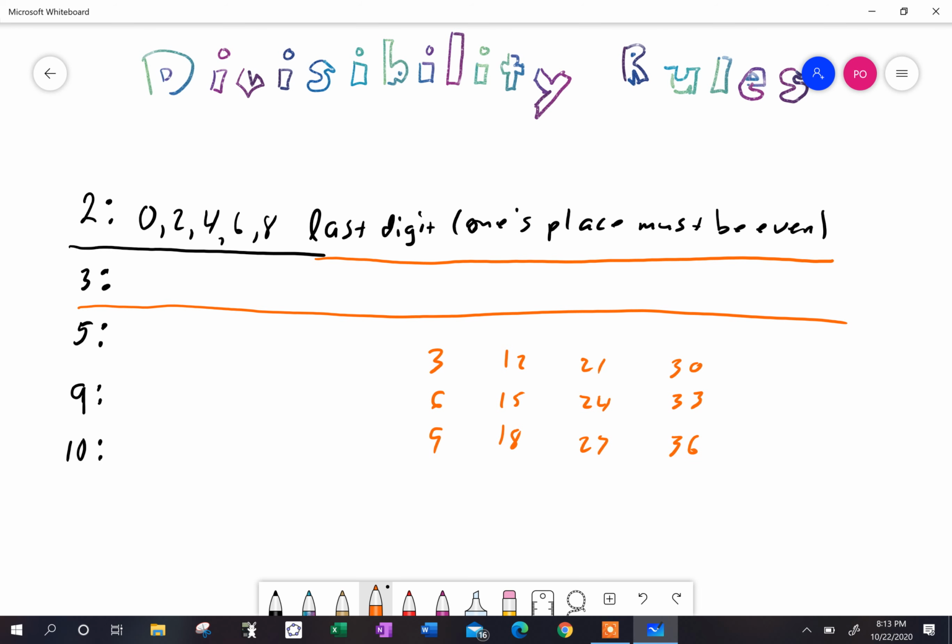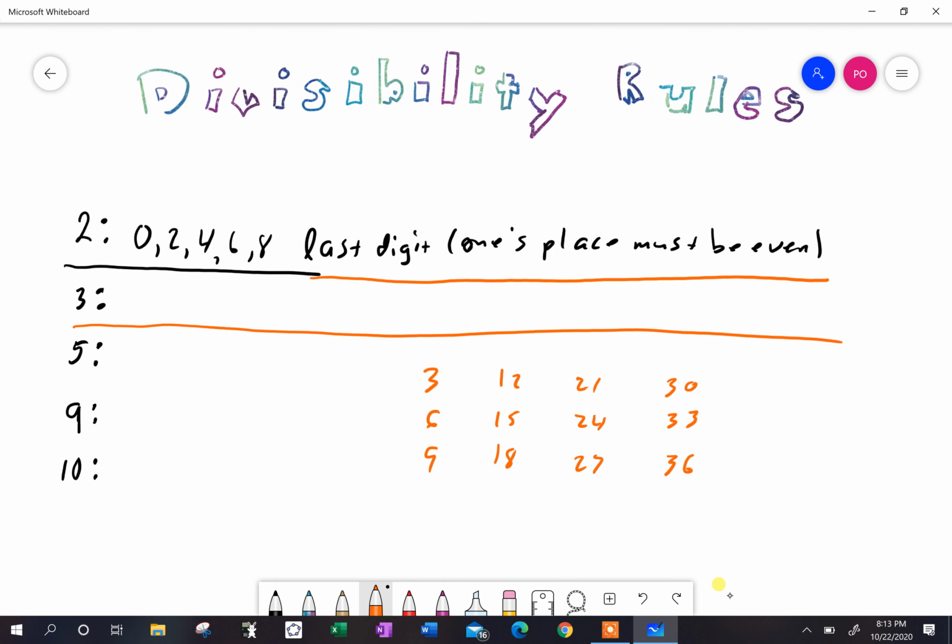If you were to add 1 plus 2, you would get 3. If you were to add 1 plus 5, you'd get 6. If you were to add 1 plus 8, you would get 9. And this happens to be true for all numbers that are divisible by 3. If you add their digits, and the sum of their digits is 3, 6, or 9, it is divisible by 3. So 21 is 2 plus 1, you get 3.